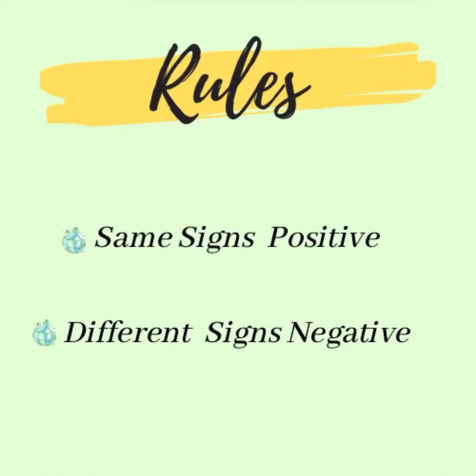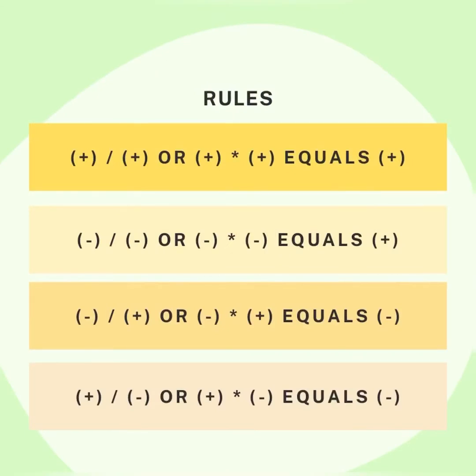So the rules for multiplying and dividing integers are: same signs positive, and different signs negative. So what do I mean? We're going to multiply and divide like we know how, and then we check the signs of the numbers we're multiplying and dividing to see if our final answer is going to be positive or negative. If we have a positive number divided by a positive number, or a positive number multiplied by a positive number, then our answer is positive.